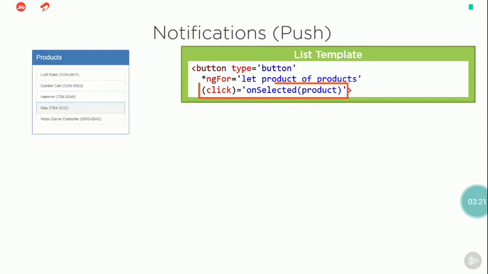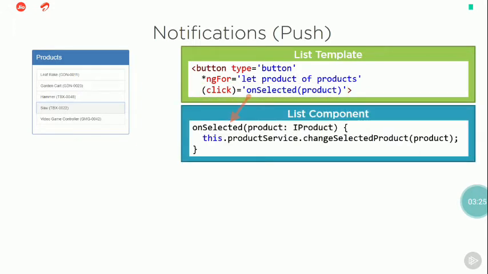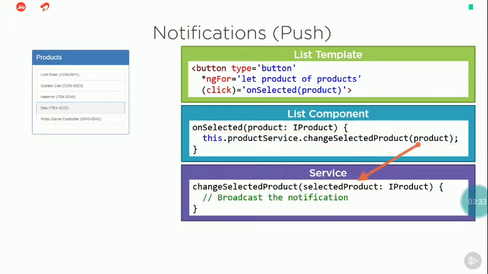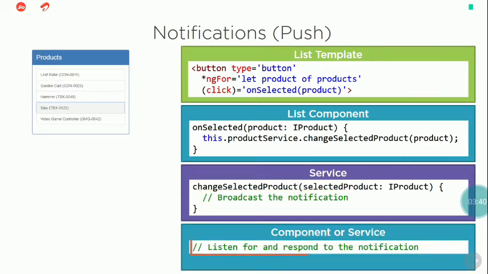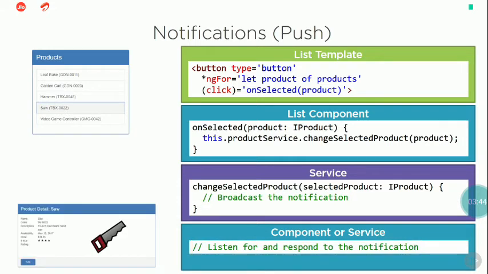The template uses event binding to catch that event and calls a method in the component. Instead of setting a service property as we did in the prior module, the component calls a method in the service, notifying it of the change. The service then broadcasts a notification. Any component or service can listen for that notification and respond accordingly. So how does the service broadcast this notification?